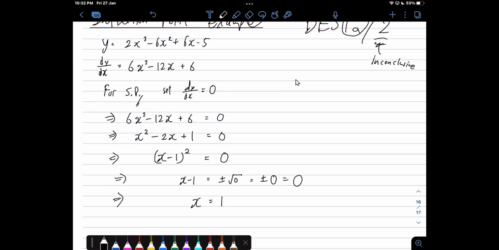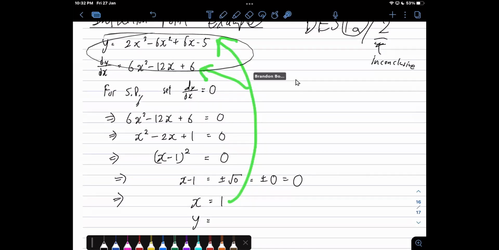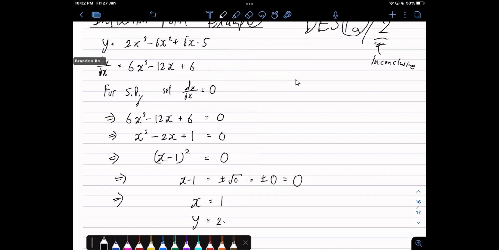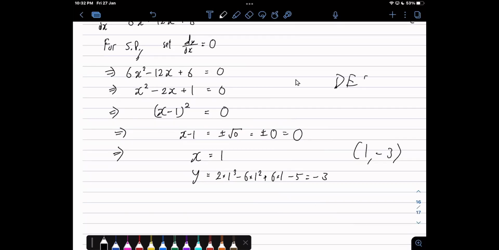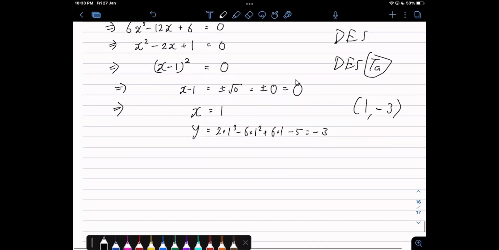No, we need to find the coordinate. So we find the y. Sub x equal to 1 into which one? Y itself or dy by dx? Y itself. So we get 2 times 1 cubed minus 6 times 1 squared plus 6 times 1 minus 5. Let's calculate this. 2 minus 6 plus 6 minus 5. Oh, it's negative 3. Interesting. Good. So we end up with the stationary point 1, negative 3. Now we determine the nature. Remember, that's not enough. We need to upgrade to DESTA table. Let's become DESTA.